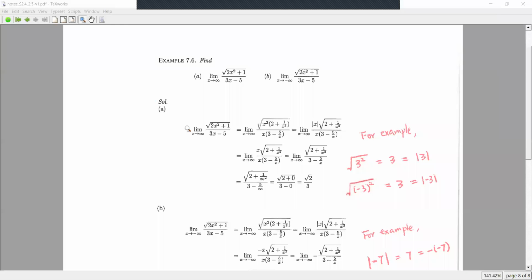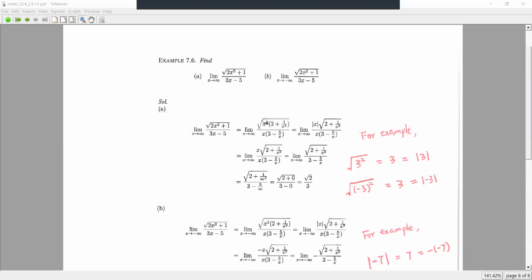Solution to part A. To find the limit, let me simplify the function into a function from which we can tell the limit easily. In the numerator, 2x squared plus 1, the highest power is x squared. So I take x squared out to get this factorization. In the denominator, 3x minus 5, the highest power is x. I take x out to get this factorization.